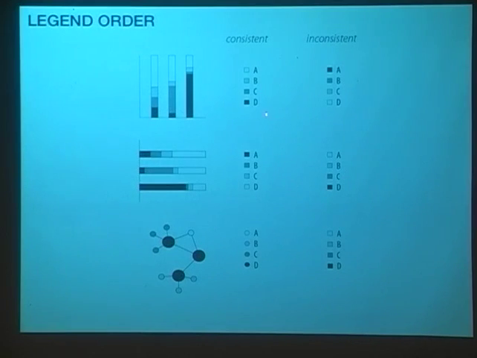Legends are something that many people get wrong. One of the things you really want to do is have the order of elements in your legend reflect the order of elements in your plot. This is inconsistent because dark is at the top. Here, dark is at the bottom. Again, we read left to right, up to down. So this is consistent. This is not.